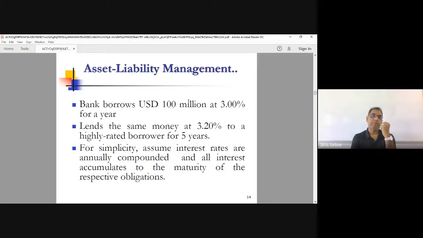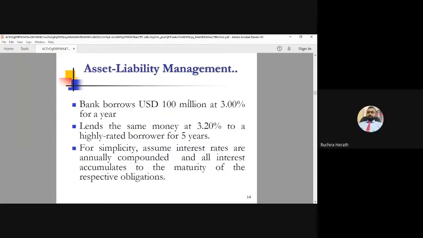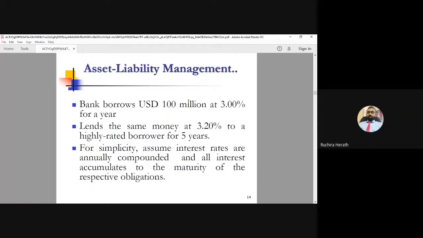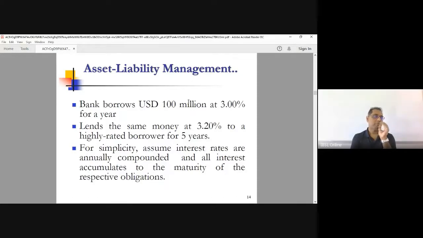Now he has lent at 3.2% for 5 years. Next year, the interest rates go up to 4%. Then what happens? The bank also has to borrow at the rate of 4%. And then what happens to his NII? That will reduce your NII. Margin could be negative. Exactly. On this particular deposit, maybe at a portfolio level, the bank will be okay. But on this particular deposit, it will be negative.